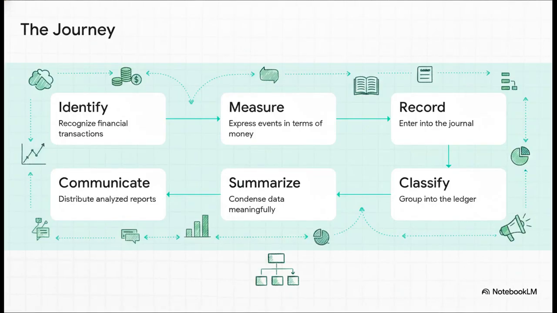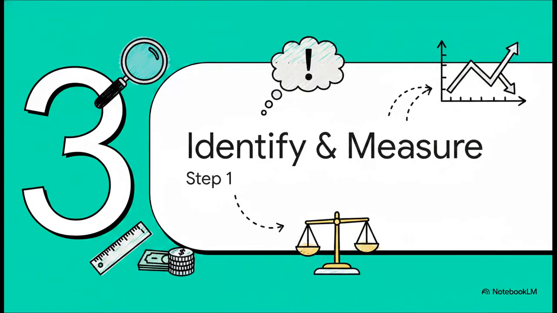All right, let's jump straight into the 6-step journey. Identify and measure, record, classify, summarize, analyze, and communicate. This sequence perfectly maps out the entire scope and function of accounting into one beautiful chronological flow. Literally every single transaction your business makes is going to travel down this exact path. Which brings us to section 3, step 1 of the process: identify and measure.